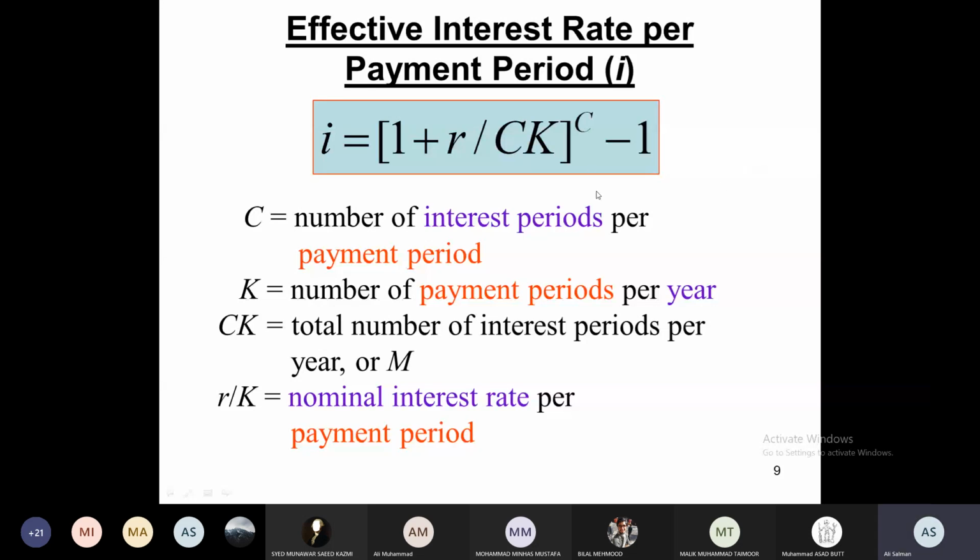Here you need to know what C is and what K is. Kindly understand this well, or rather note it down in your own words: what is C and what is K, because the entire solution depends upon the understanding of C and K. C is the number of interest periods per payment period.